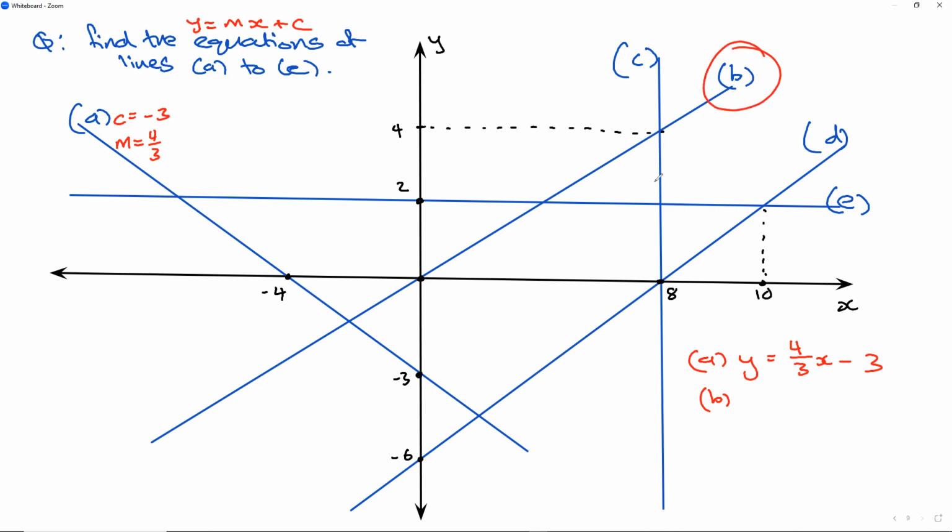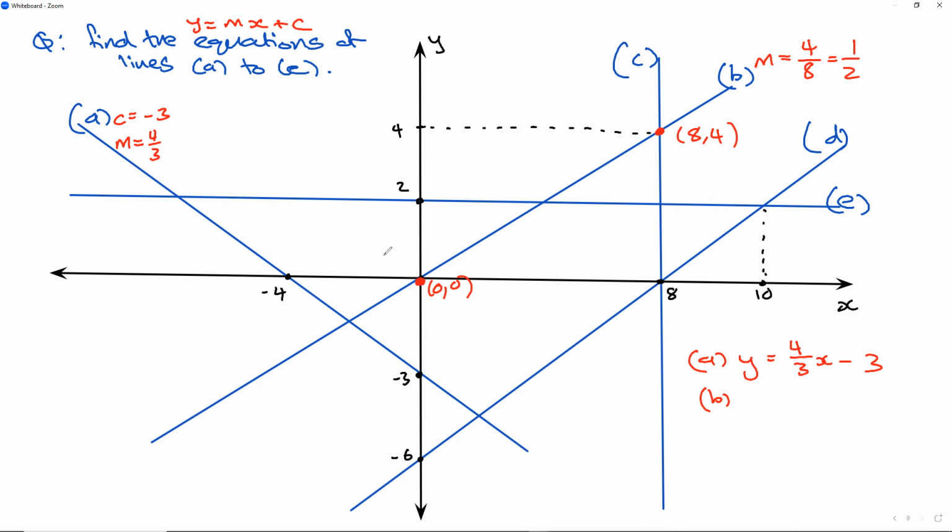For B, let's see what information do we have. We have a point over here, which is 8 and 4. 8 down, 4 that way. And this is the point 0, 0. And so that over there is going to be 4, and this over here is going to be 8. So the gradient for this line is going to be 4 over 8, simplified to a half.